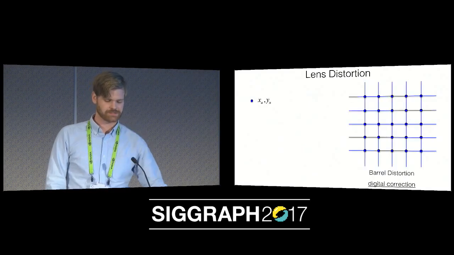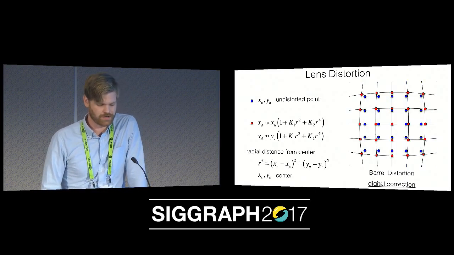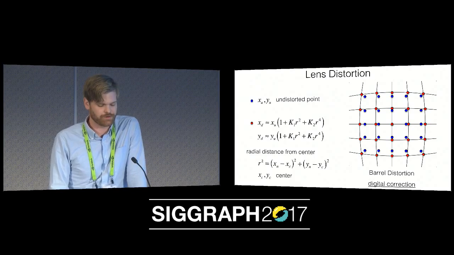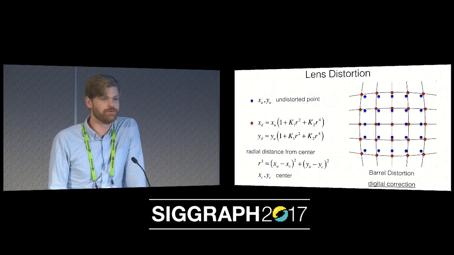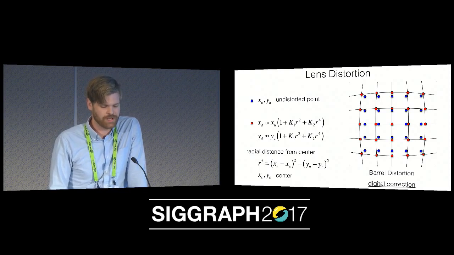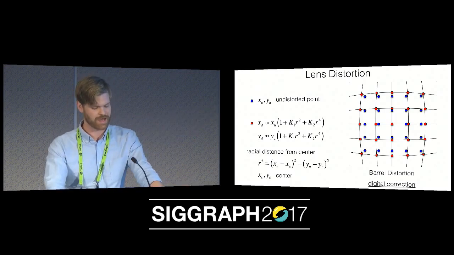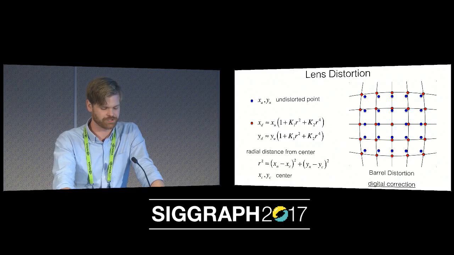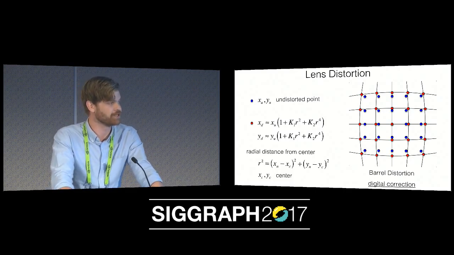So how do we implement this barrel distortion? If we have x_u and y_u be an undistorted point indicated by these blue dots, we can compute its corresponding barrel distortion by defining some center. The center red dot would be x_c and y_c. That's the center of the distortion, and that corresponds to the center of the lens. We can calculate the barrel distortion by essentially this equation here, which is just a truncated Taylor expansion.